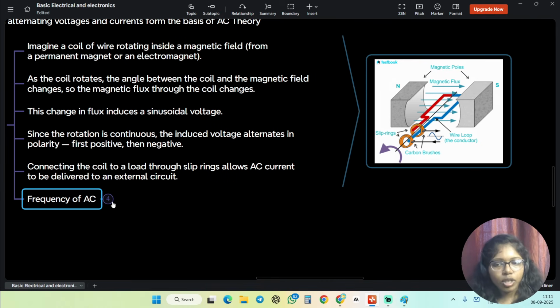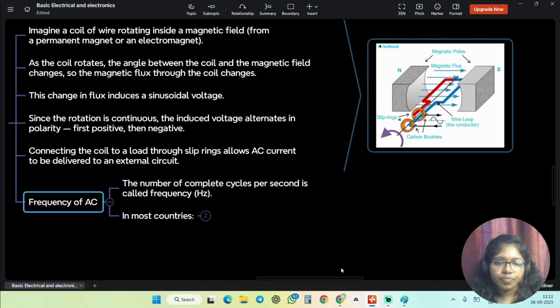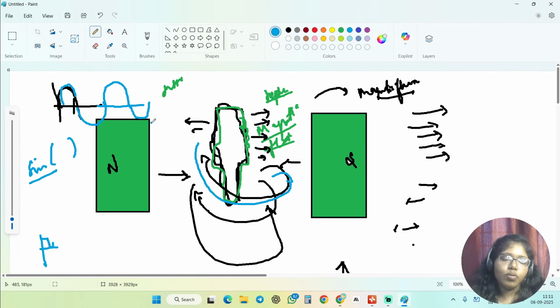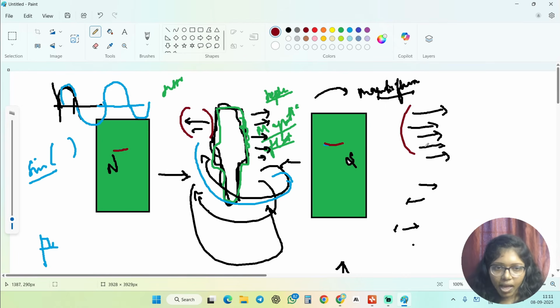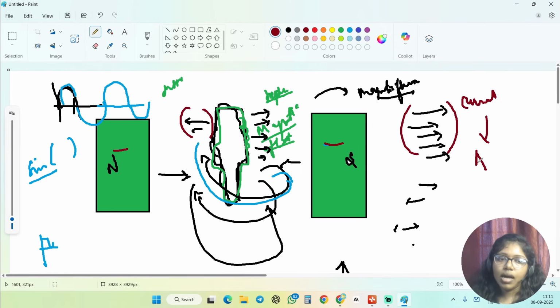And why are we considering the frequency of this AC? You will get some clarity about this point. The magnetic poles help move the coil. The movement of the coil in the magnetic field produces changing magnetic flux, and that keeps changing. It is producing current. That current is not a normal current. That current is called alternating current. We finally acquire this alternating current.